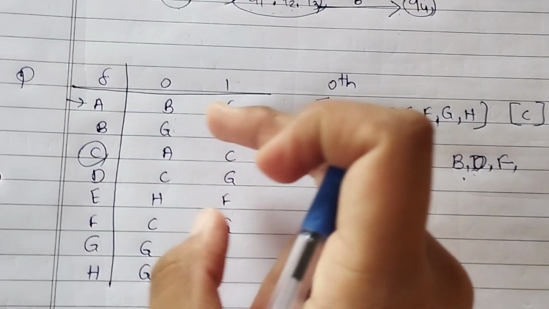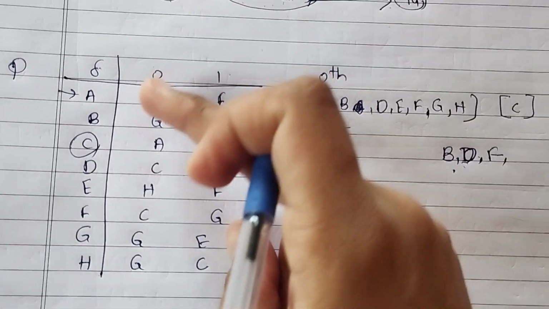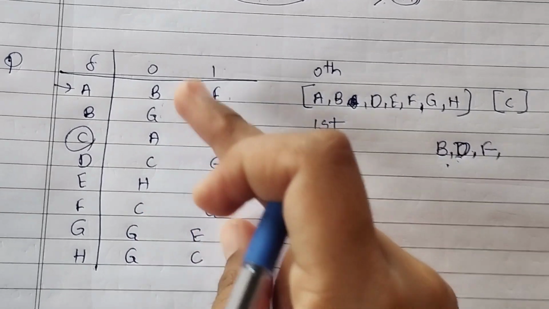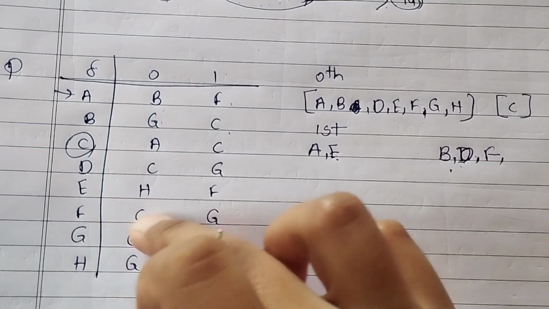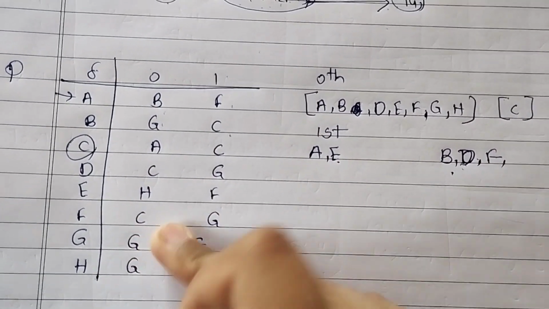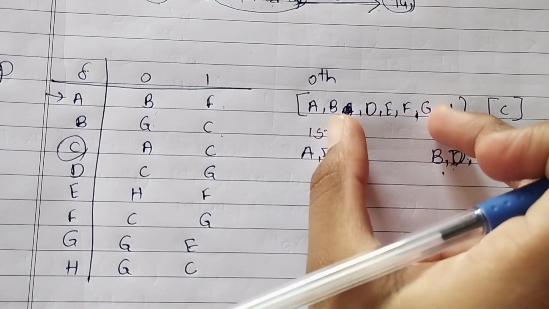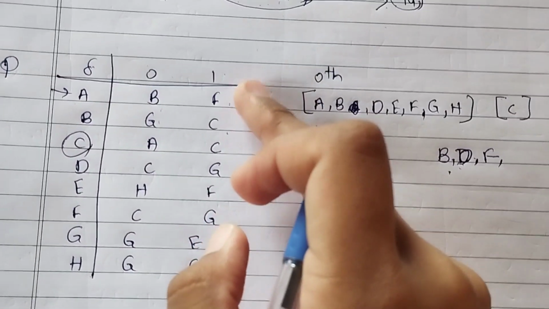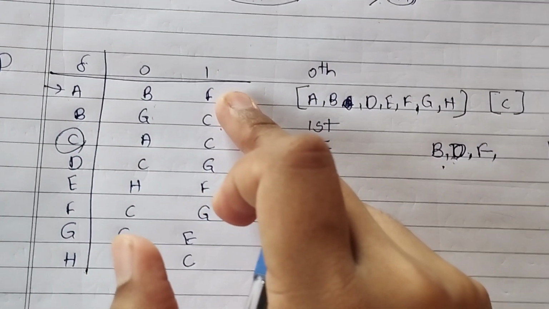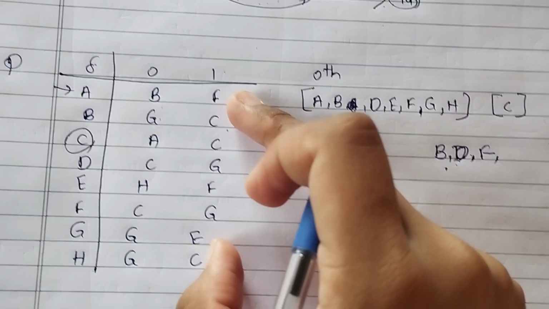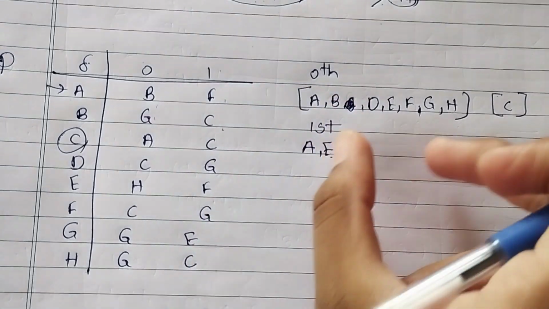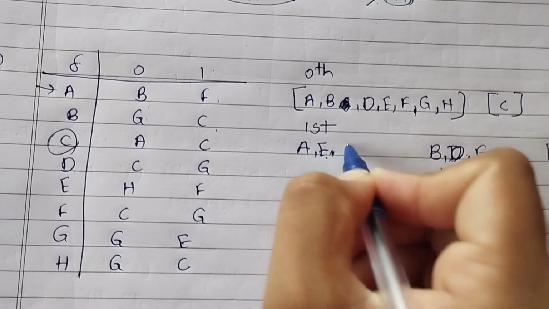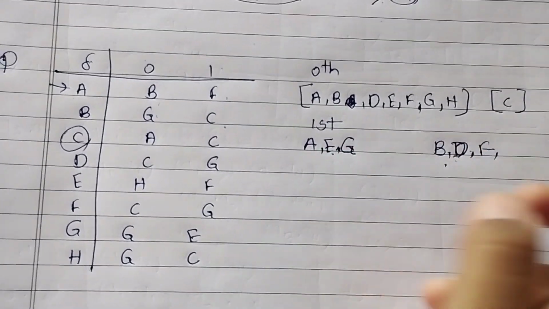Now A and G. A reads 0 in B, G reads 0 in G. So B and G are present in the same group. So 0 is satisfied. Now 1. A reads 1 in F, G reads 1 in E, and F and E are both in the same group in the 0th equivalent. So again, G is added here because A and G are equivalent.